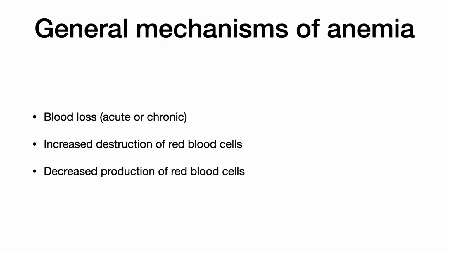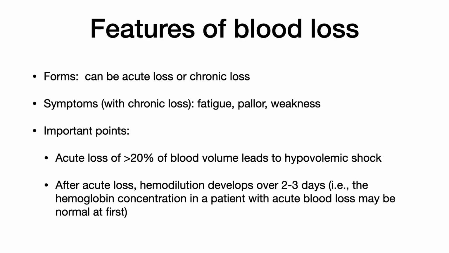So, general mechanisms of anemia. Basically there are 3 general mechanisms. You lose the blood, and that blood loss can be acute or chronic, i.e. actually losing the blood, like it leaves your body. So acute blood loss, for example, from a stab wound, or chronic blood loss, like GI bleeding. But you can also have loss of blood through increased destruction of the red blood cells, or you can have decreased production of the red blood cells. So those are basically the 3 main mechanisms by which you can develop anemia.